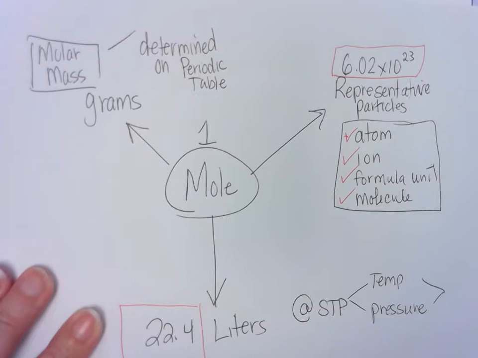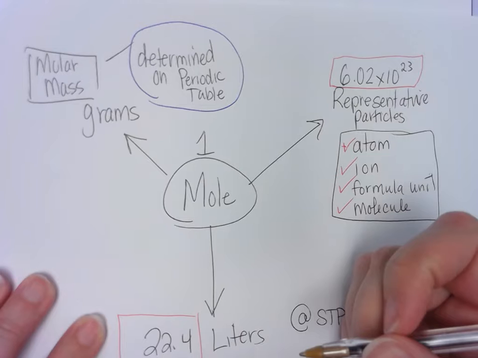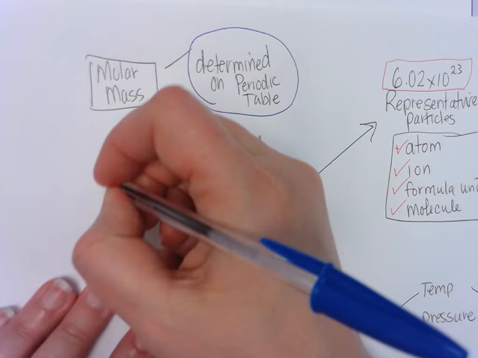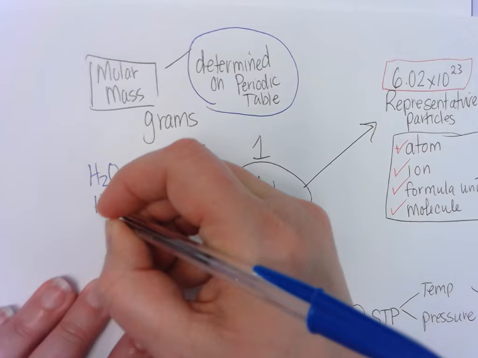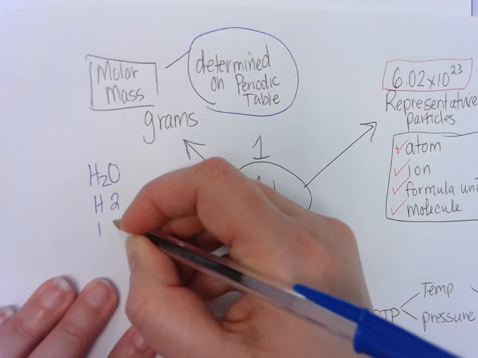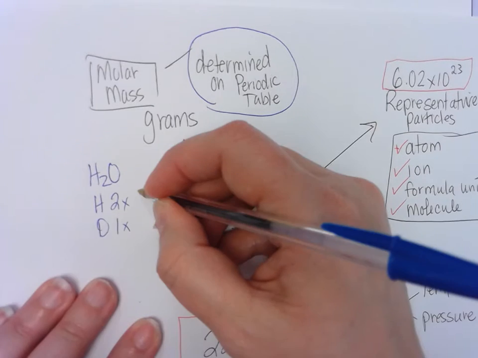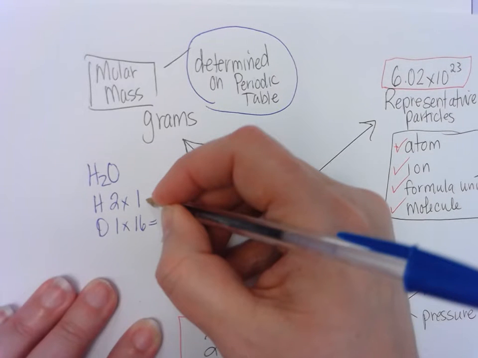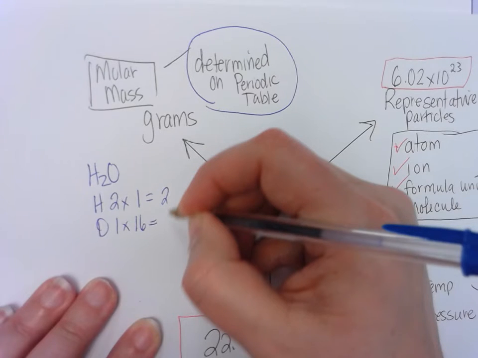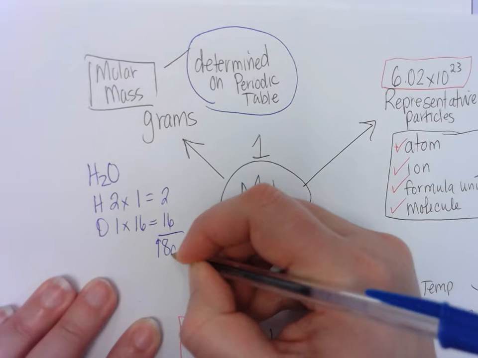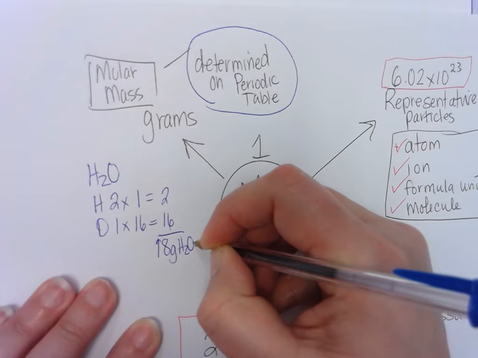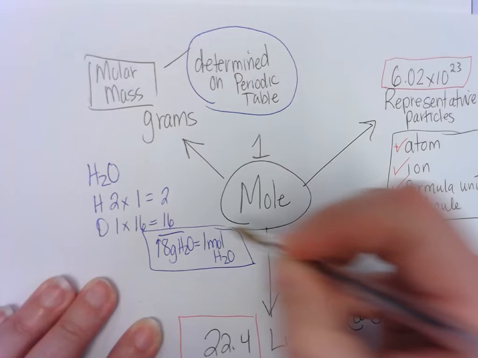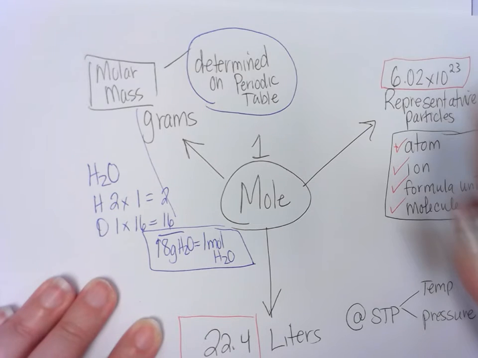For instance, if we were doing the molar mass of H2O, we would look up that there's 2 hydrogens and 1 oxygen, and we'd look up the molar mass, and hydrogen is approximately 1 and oxygen is about 16. And when you add those and multiply, you get that the molar mass is 18 grams of water will equal 1 mole of water. So that is the conversion factor you would need to know to do a moles to grams conversion.